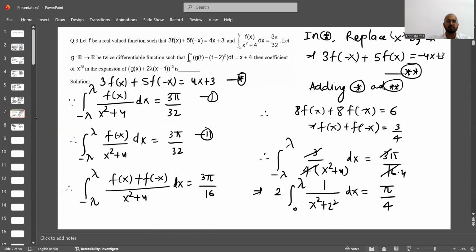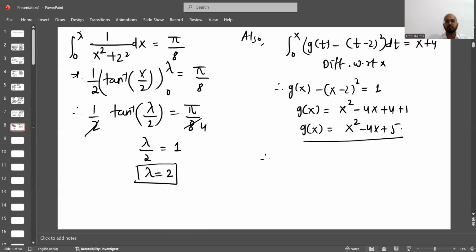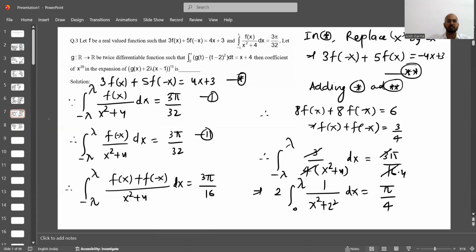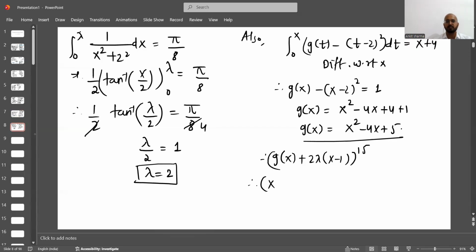Now if we go to this, we want the coefficient of x to the power 28 in the expansion of (g(x) plus 2 lambda times x minus 1) to the power 15. How would this expression look like? Lambda is 2, so g(x) is x squared minus 4x plus 5, plus 4x minus 4, to the power 15. We see that this gets cancelled, and I am left with (x squared minus 1) to the power 15.